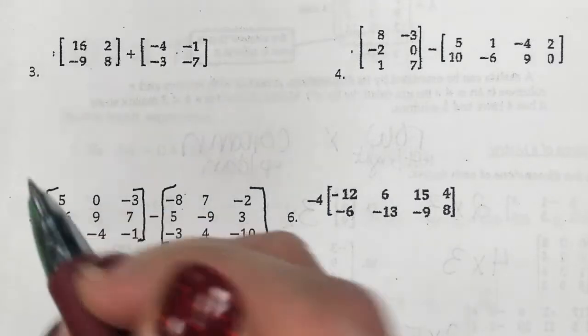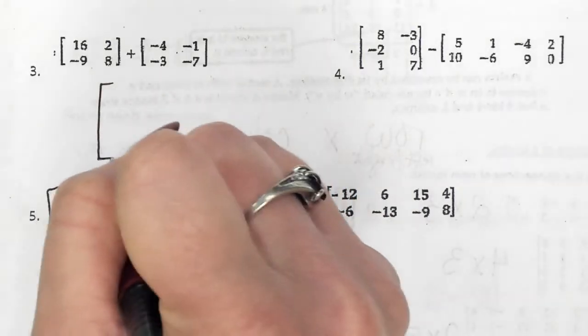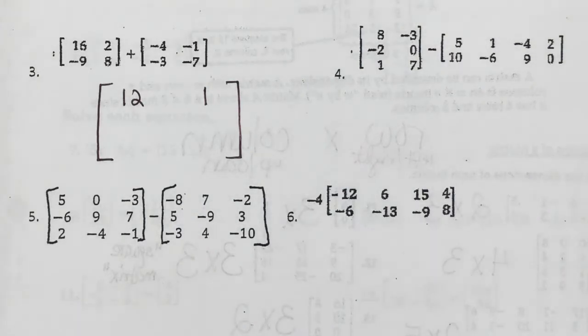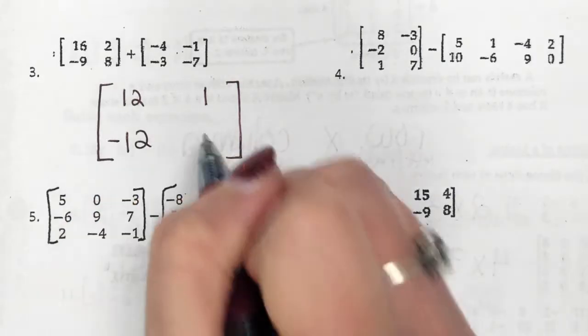All right, with just the top row, what'd you get for just the top row? 12 and 1. Perfect. You notice how I left enough space between the two of them? What'd you get on the bottom row? What numbers? Negative 12 and 1. Perfect.